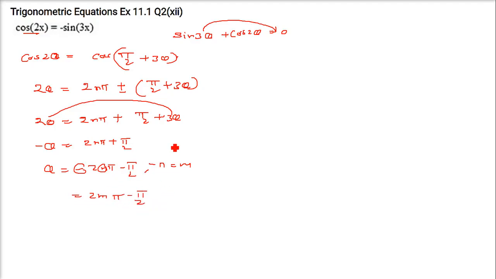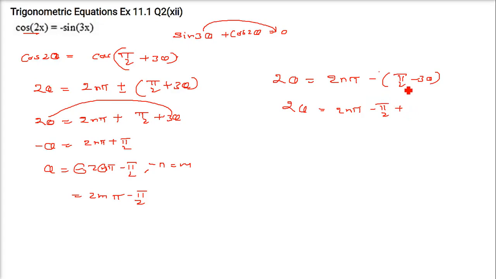So this is our first solution, where n and m belong to capital Z. Now take the negative side. 2 theta will be equal to 2n pi minus pi by 2 minus 3 theta. So 2 theta will be equal to 2n pi minus pi by 2.